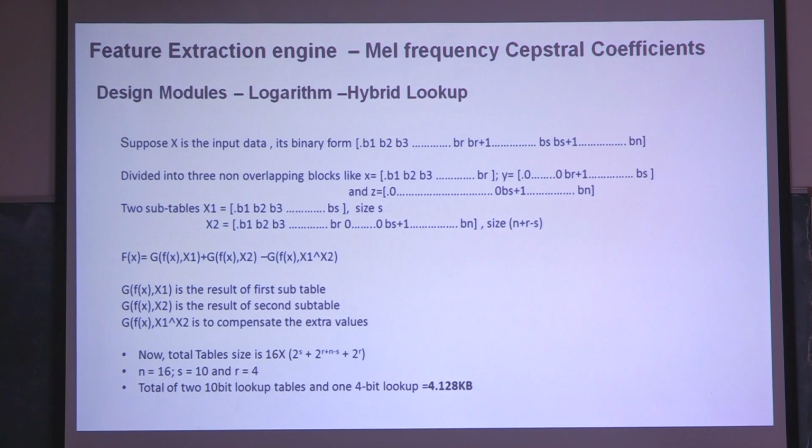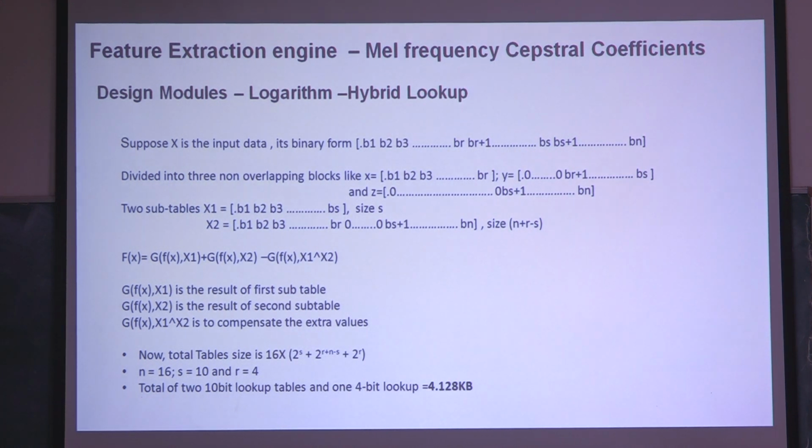Whenever data is there, these data bits will be divided into 3 different categories of overlapping data. For B1 to Bn, whatever the data is, we group the first variable x as B1 to Br, and the second variable y will be padded zeros along with Br plus 1 to Bs. And then the third variable z is padded zeros along with Bs plus 1 to Bn. In this case, if you observe, x and z have an overlap and y doesn't have an overlap.